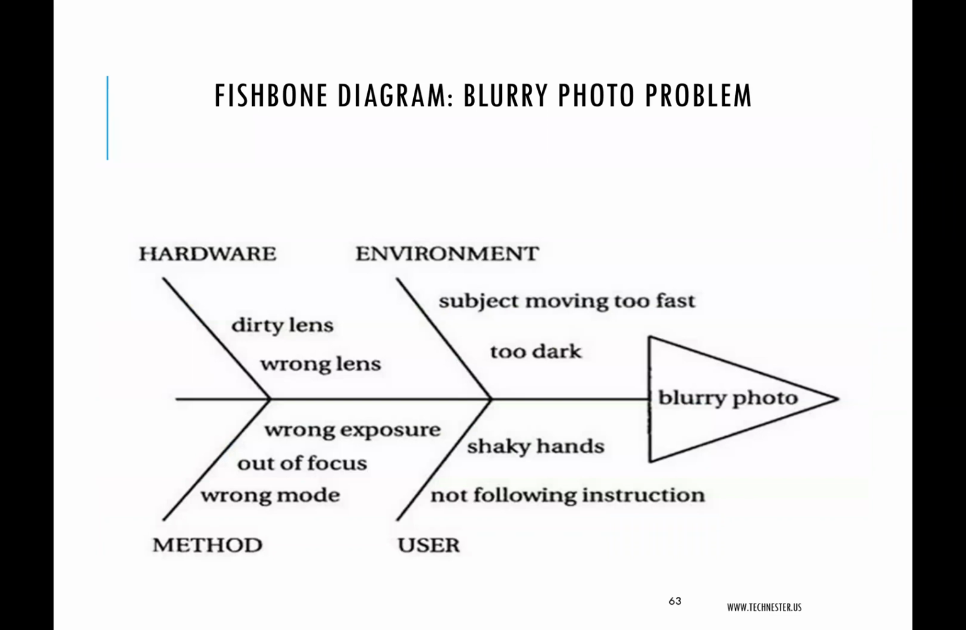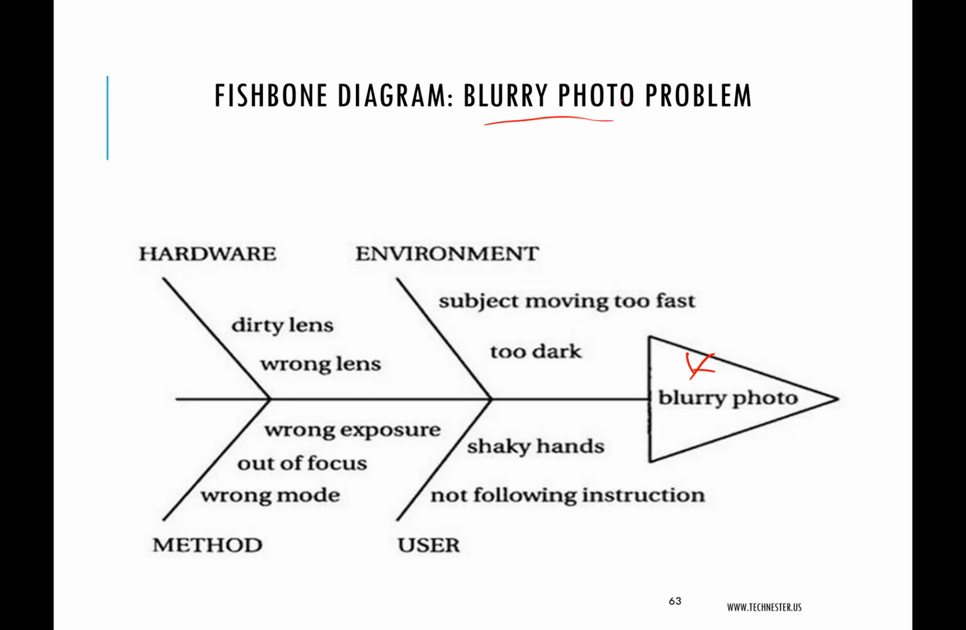So let's see an example. The problem here is that this person is having blurry photos. Anytime they take a picture, it comes out blurry. So that becomes the key problem, the problem at the head of the fish, blurry photo.